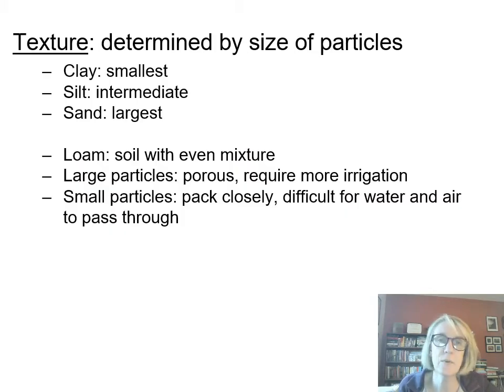All right, the next thing we want to talk about is texture. So texture is determined by the size of the particles, and we relate these as having three main types of particles that make up soil. Clay, which is the smallest, silt, which is intermediate, and sand, which is the largest. And obviously within these categories, like sand, you're going to have very different sizes. But these are the three main categories.